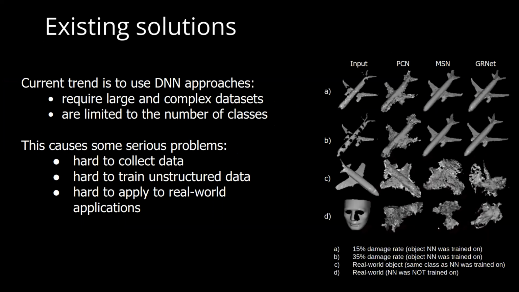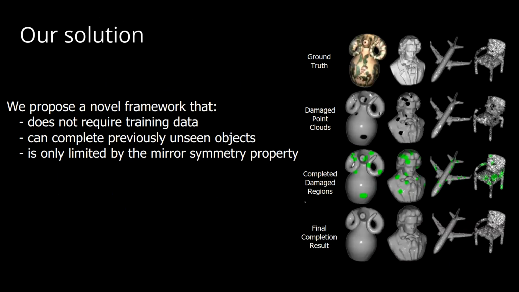The current trend is to use deep neural networks for point cloud completion tasks. Such methods perform well on academic datasets, but their performance drops significantly in the real-world setting, as you can see on this visualization, and degrades even further on classes they weren't trained on. In contrast, our framework does not require training data, can complete previously unseen objects, and is only limited by the mirror symmetry property. Here you can see the visual results of our method.